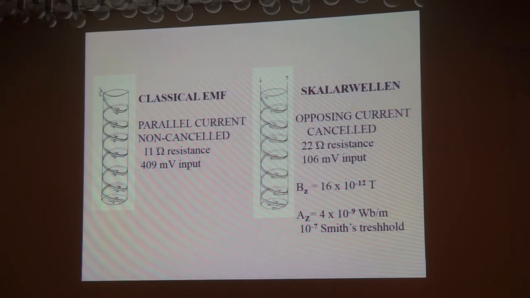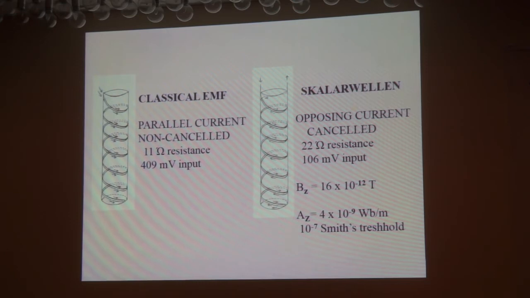Now, this is an experiment I did in collaboration with Bill Tiller, who did the mathematical calculations for me, and he calculated the intensity of the magnetic field. And in the cancellation mode, you expect the magnetic field to be 0. Well, it was pretty small, 10 to the minus 12 Tesla. He also calculated the strength of the A field. That's the magnetic vector potential.